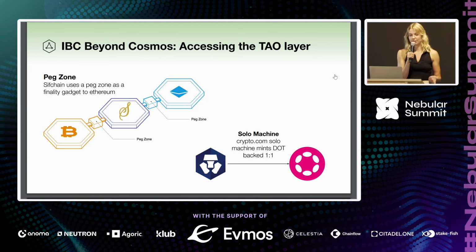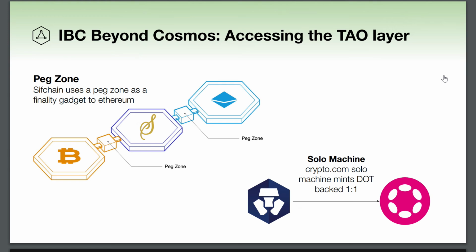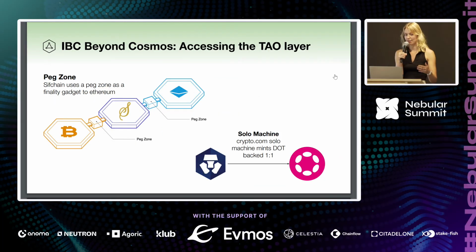Beyond just light client implementations, there are also other ways that you can access this interoperability standard that IBC offers without having to make a light client. For instance, Sifchain uses peg zones, which is a way to interface with blockchains with different consensus mechanisms to your blockchain. It acts as a buffer. Ethereum has probabilistic finality, so the peg zone has adequate delay to make sure that you can verify that what's happened on Ethereum is actually going to be final.